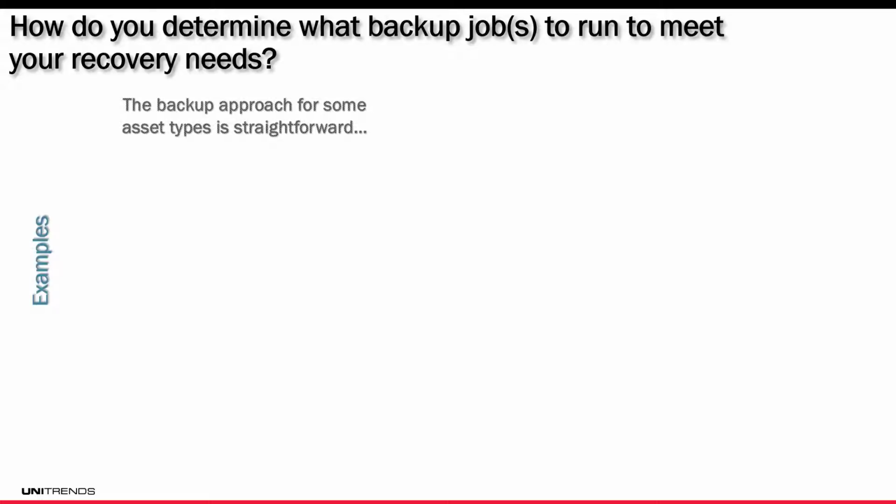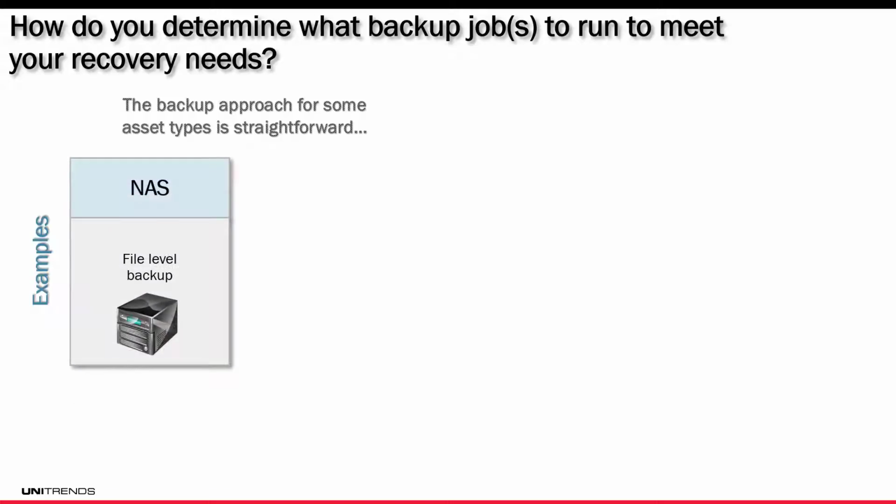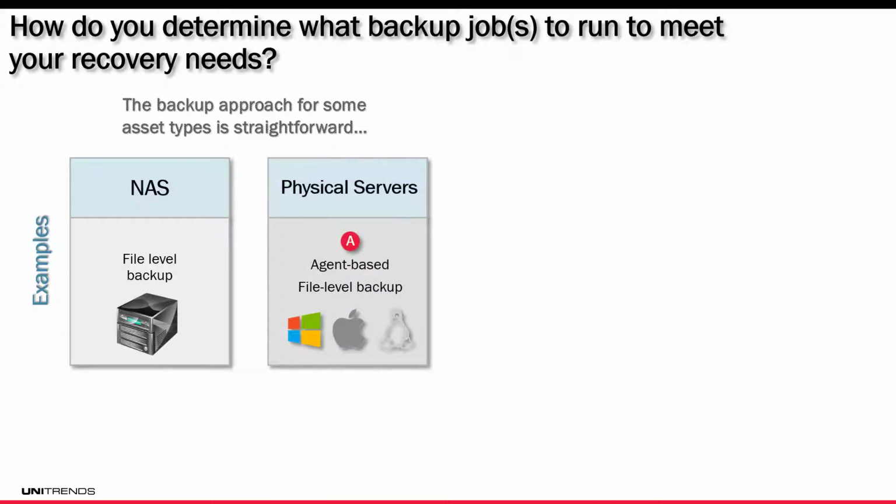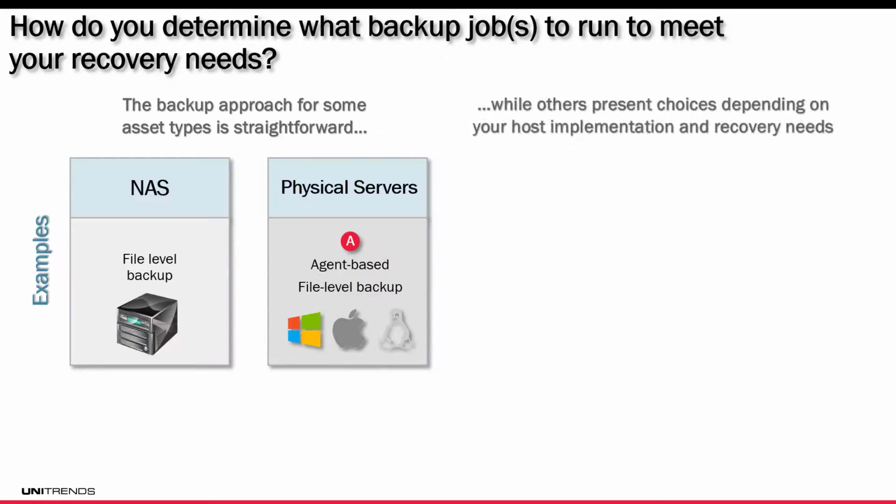Now, the backup approach for some asset types is straightforward. For example, a NAS is CIFS and NFS and NDMP. Where we have physical servers, you can use an agent for file level backups for Windows, Mac, Linux, SCO, Solaris, all those different operating systems. Now, while other operating systems and other configurations present choices depending on your host and your implementation and recovery needs.